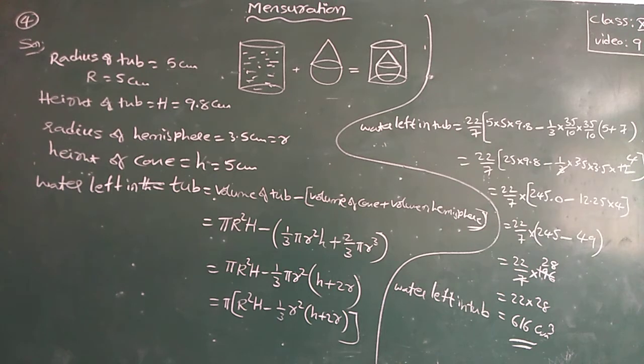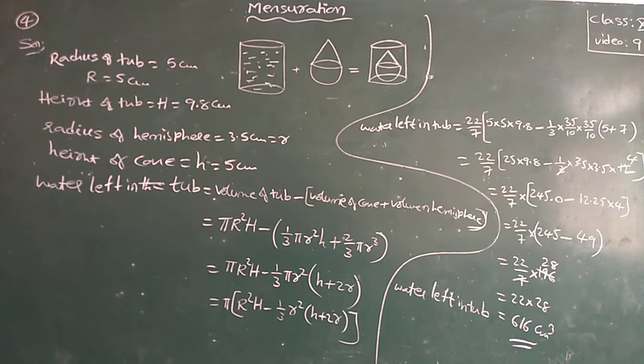Okay. Radius of the tub is 5 centimeters, capital R equals 5 centimeters. Height of the tub is h equals 9.8 centimeters. Radius of hemisphere is 3.5 centimeters, small r. Radius of cone equals height of the cone equals 5 centimeters, h. Water left in the tub means volume of tub minus volume of the solid. Volume of the solid means cone plus hemisphere.